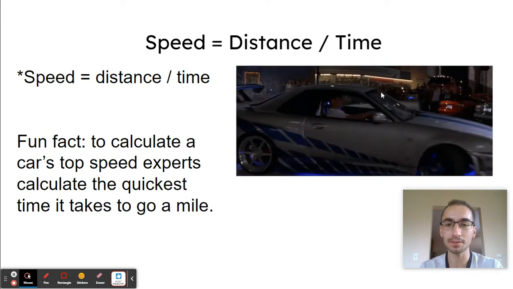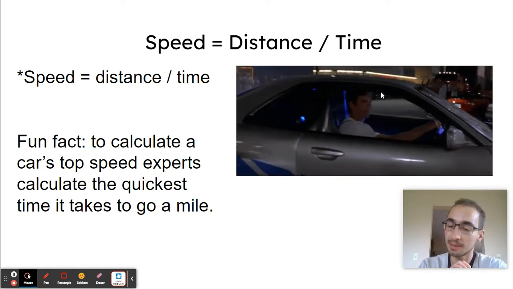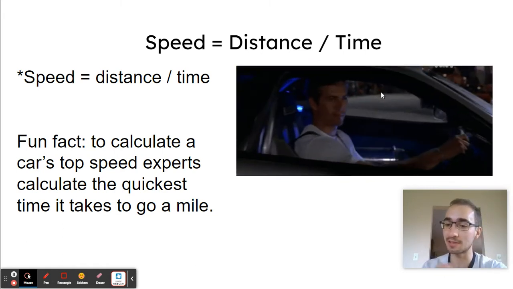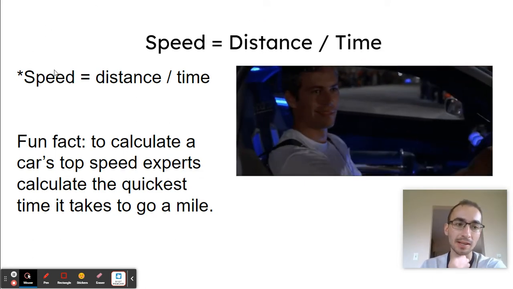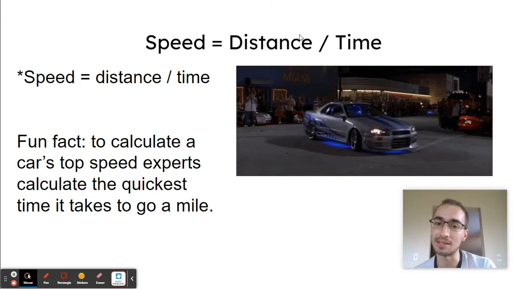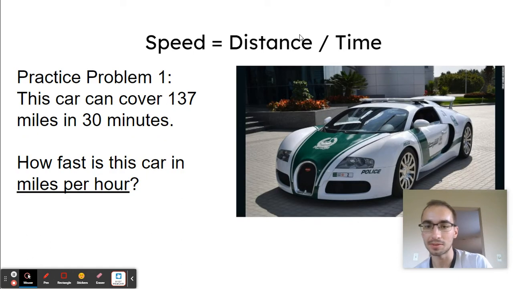To calculate a car's top speed, experts calculate the quickest time it takes the car to go a mile. Then they'll use that calculation to get the top speed of the car. So please write down: to get something's speed, you take the distance it goes divided by the time it takes. Pause the video now and write it down. Next, practice problem number 1.